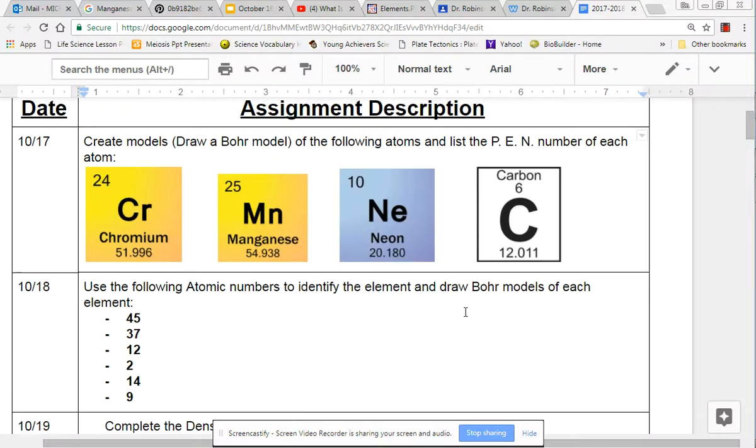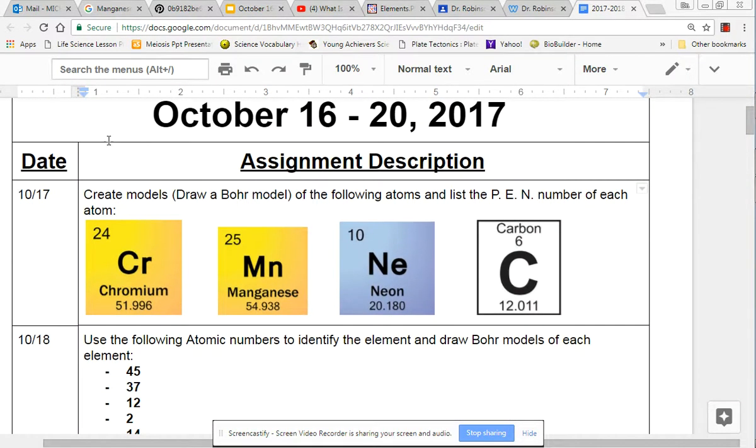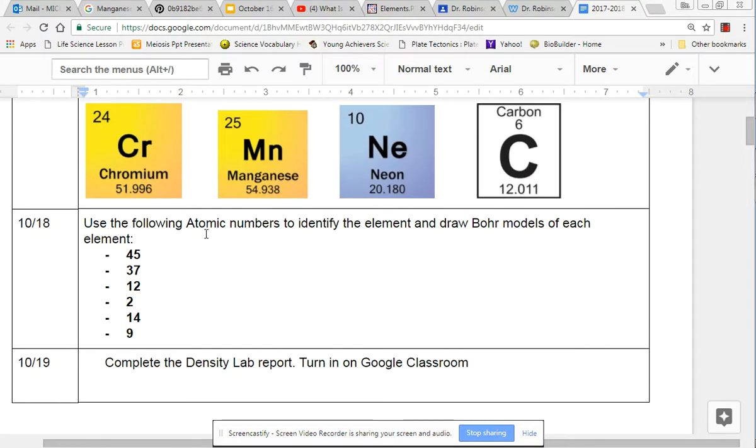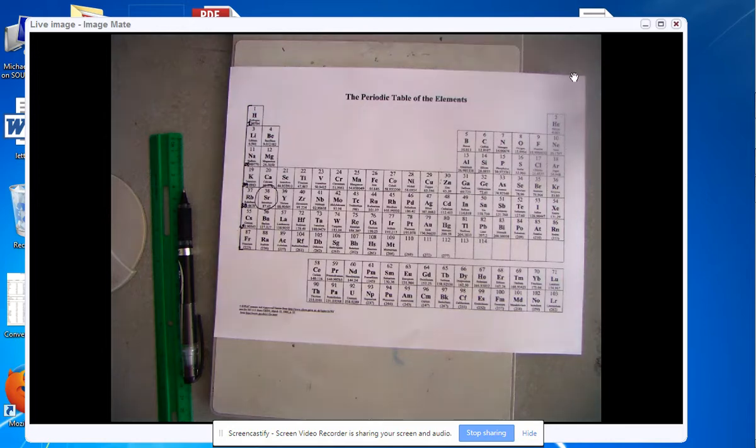All right, so tonight's homework requires you to go in and create models. You're going to draw a Bohr model of the following atoms and list the PEN, number of protons, electrons, and neutrons for each atom. Then the following day, you can use the numbers to identify the element and draw Bohr models of each element. Now, in order to do that, you got to be able to do this.